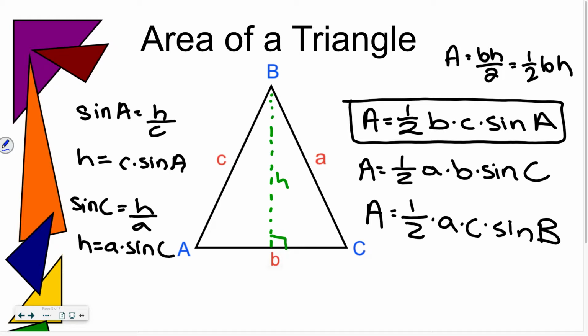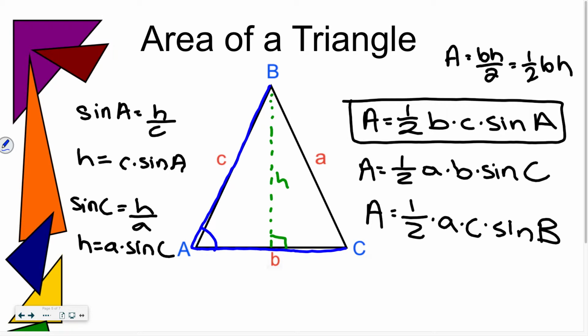If you know side B, side C, and angle A, you know two sides and their included angle, the angle in between them. That's called an included angle. If we looked at this second formula, if I knew side A and side B and angle C, I'd know two sides and their included angle. A and B make up the angle C. And on this one, if I knew A and C, the formula uses angle B, the included angle.